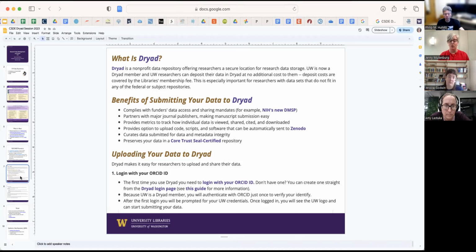And it's pretty easy to use. It just went online in January of this year. We've had probably 40 or 50 folks deposit data at this point. You log in for the first time with your ORCID ID.